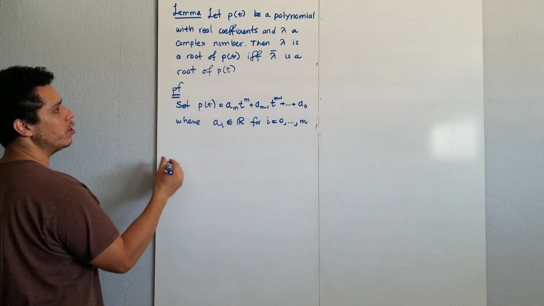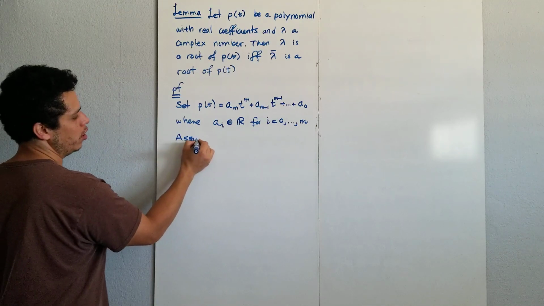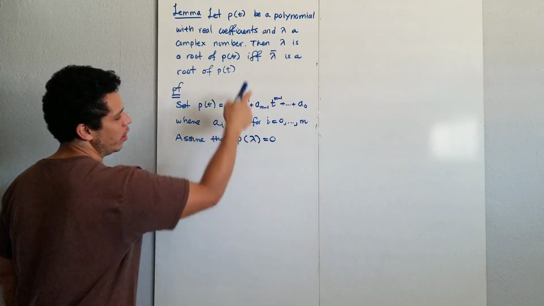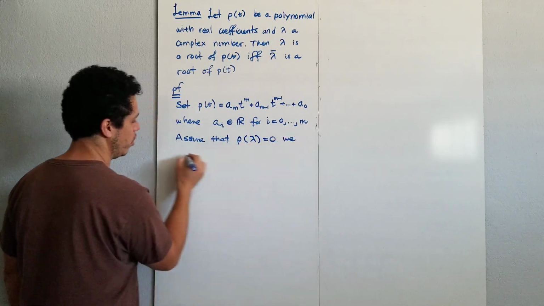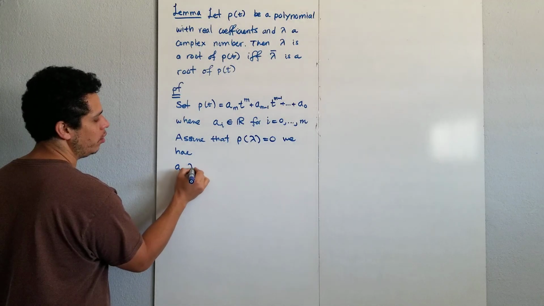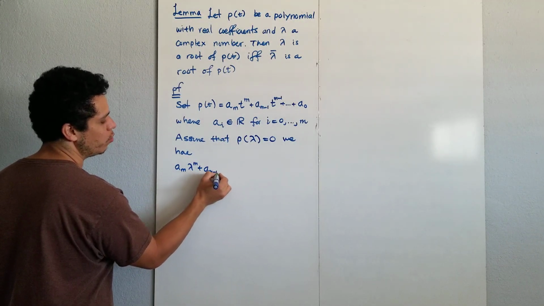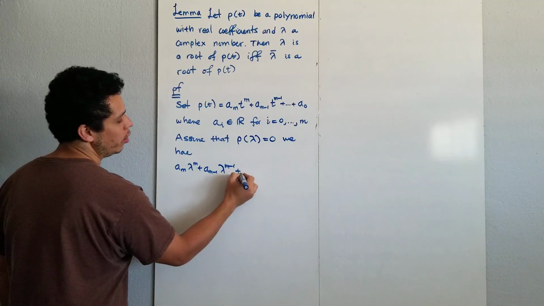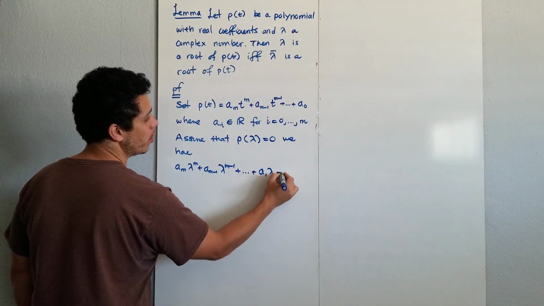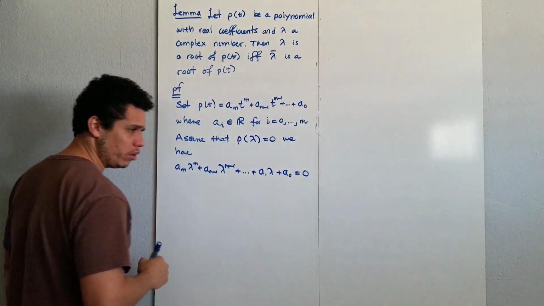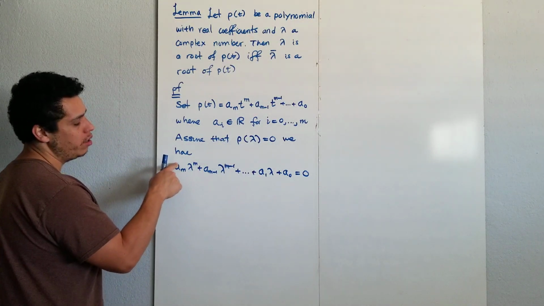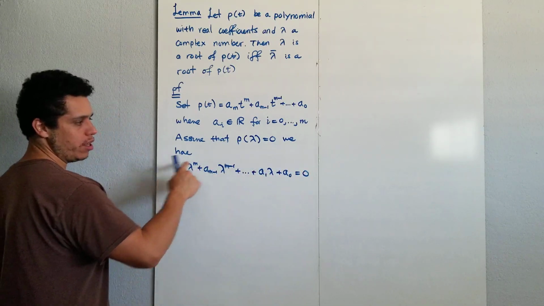Well, if we assume that p of lambda is equal to 0, namely that it is a root, we have a_m lambda to the m plus a_{m-1} lambda to the m minus 1, all the way up to a_1 lambda plus a_0, is equal to 0. Now I'm going to apply the conjugate onto this whole expression.